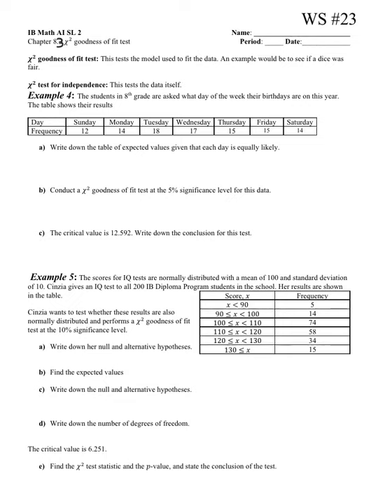All right. So the big thing we need to do is take a look at example 4. Students in 8th grade are asked what day of the week their birthdays are on this year, and the table shows how many students were on each day. Write down a table of expected values given that each day is equally likely, because you should expect that everyone has their 7 days of the week, a 1 in 7 chance of getting them. So what we want to do first is add up the total number of students, and then we're going to redistribute the expected value.